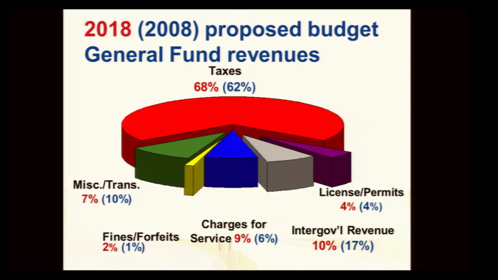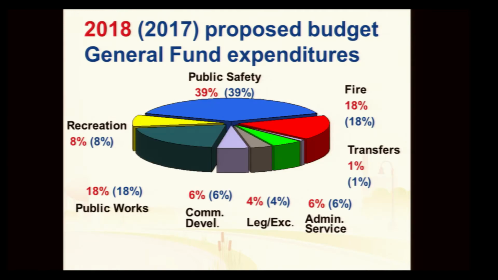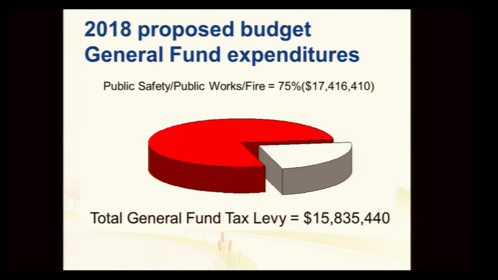If you go back 10 years, you can see there's some increases in taxes, decreases in intergovernmental revenues, and a little bit of an increase in charges for services. Look at general fund expenditures from 2017 to 2018. There's no change, and the departments are pretty static in their percentage portion of the general fund. If you look at our 3 largest departments, public safety, public works, and fire, they equal 75% of the general fund budget. If you look at our total general fund tax levy, it's only $15.8 million. Those 3 departments equate to $17.4 million. Pretty telling statistic.